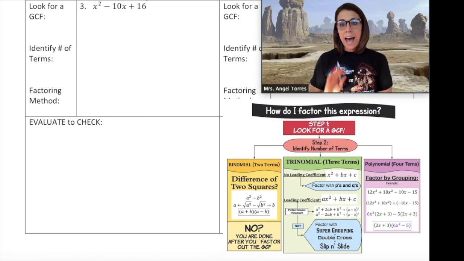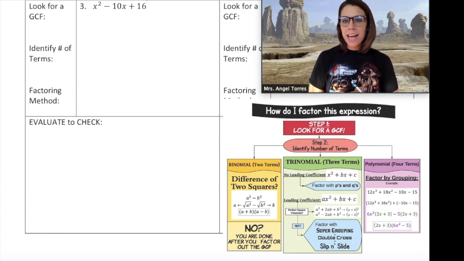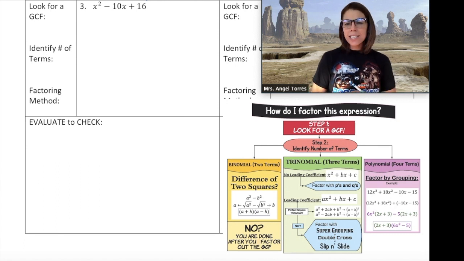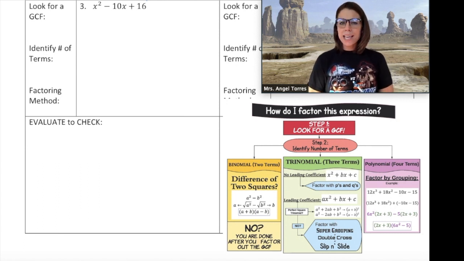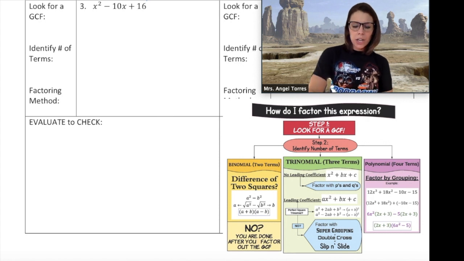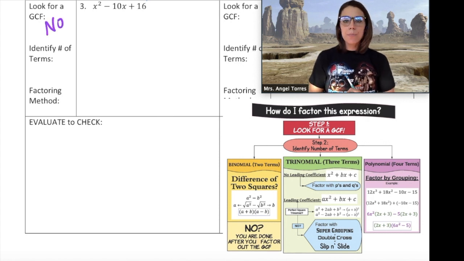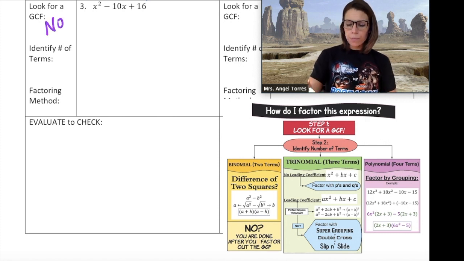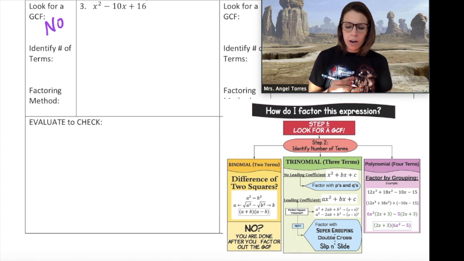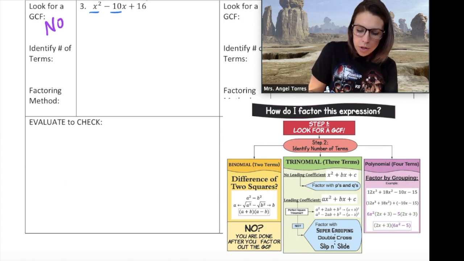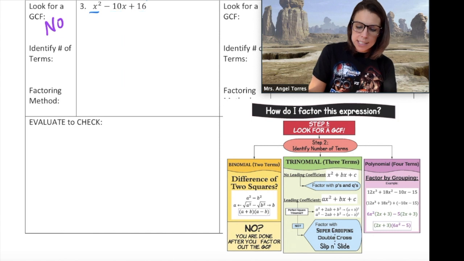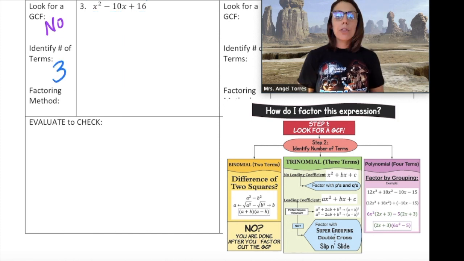Let's take a look at number 3. Number 3 says x squared minus 10x plus 15. Step 1, GCF. I don't see a greatest common factor among x squared, 10x, and 15, so there is no GCF here. So we go ahead and move on to step 2. How many terms are there? I see 1, 2, 3 terms. So this is a trinomial with 3 terms.